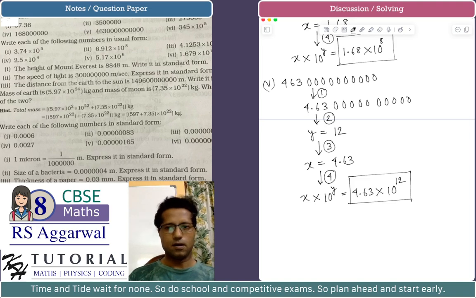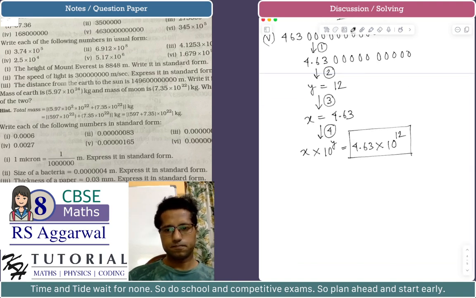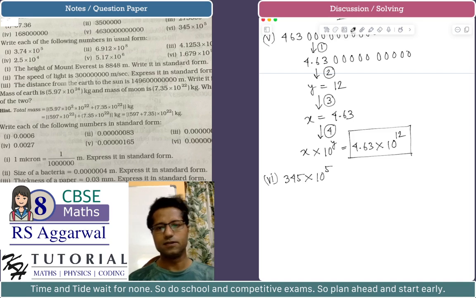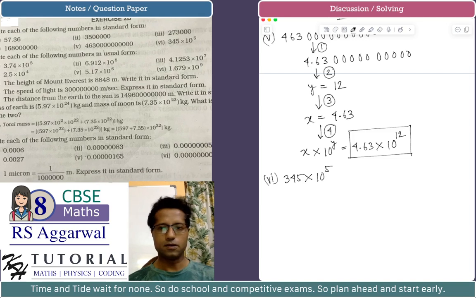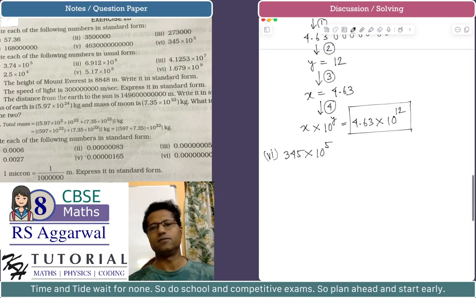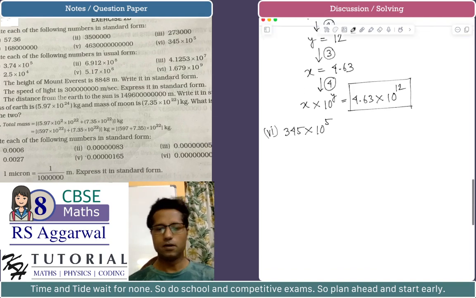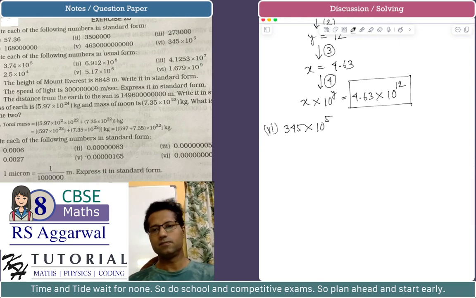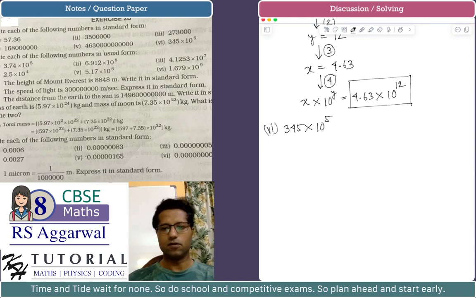Okay, there is 6. 6 is 345 multiplied by 10 to the power 5. Now for solving this kind of problem, in which you already have the 10 to the power term factor, you just need to manipulate it a little bit and you can easily get the standard form. So what will I do? Definitely I have to somehow make the 345 as 3.45.